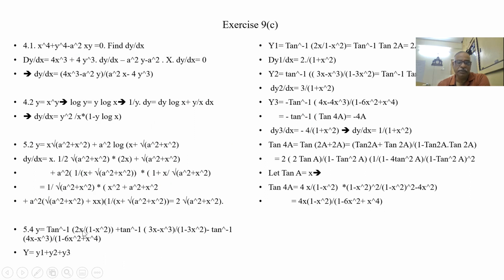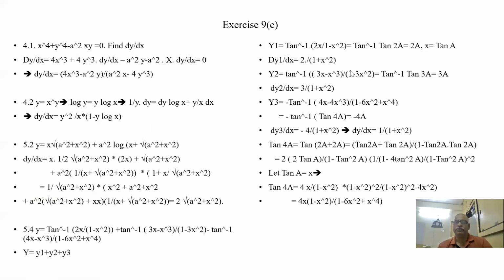Let us say what is y1? y1 is tan inverse 2x by 1 minus x square. We know 2 tan theta by 1 minus tan square theta is tan 2 theta. So tan inverse tan 2 theta, that gives 2 by 1 plus x square. So y1 we got. y2. This is 3 tan theta minus tan cube theta by 1 minus 3 tan square theta, which is tan 3 theta. So 3 by 1 plus x square. What is y3? This is tan 4 theta.